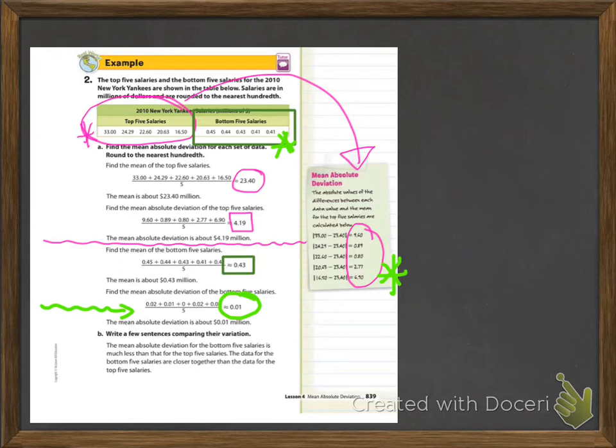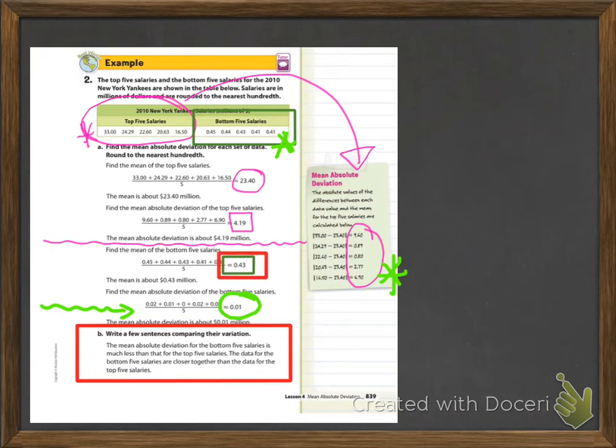So now we're going to talk about comparing them. This is the new part for this section. Let's look at Part B, where it says, write a few sentences comparing their variation. This is how they would explain it. It reads, the mean absolute deviation for the bottom 5 salaries is much less than that for the top 5 salaries. If you look here, for the bottom salaries it was only 0.43 million, whereas the other one was 4.19 million. So you can see how there is a difference.